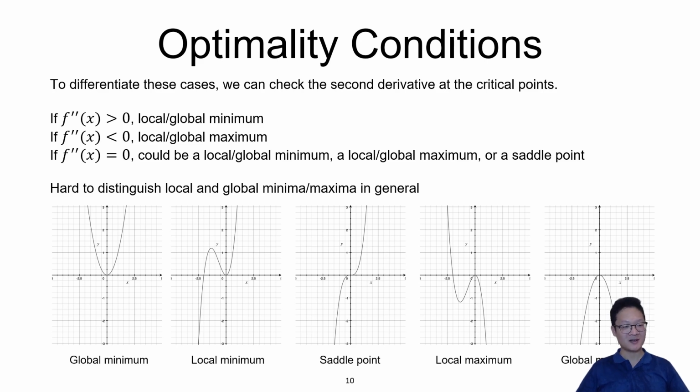And hopefully you remember that what you do is you take the second derivative and you evaluate the second derivative at the critical points. If the second derivative at the critical point is positive, then we must have a local or a global minimum because it opens up. If the second derivative at the critical point is negative, then we must have a local or global maximum, something like this. And if the second derivative is 0, then the result is inconclusive. It could be a local or a global minimum, a local or a global maximum, or a saddle point.